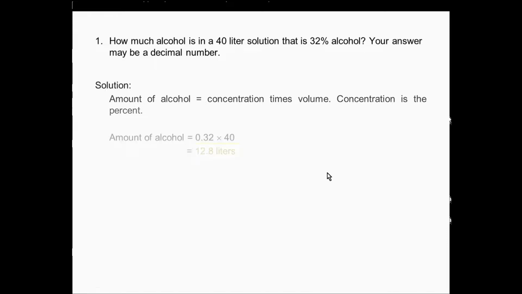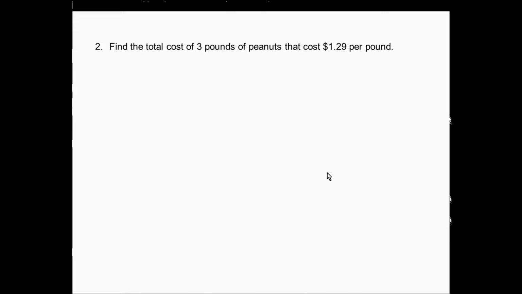Now, to do a money problem, find the total cost of 3 pounds of peanuts that cost $1.29 per pound. So the total cost is the cost per pound times weight. So it's going to be 1.29 times 3. Again, just take out your calculator and do 1.29 times 3. You get $3.87. Okay, so those are the basic examples.